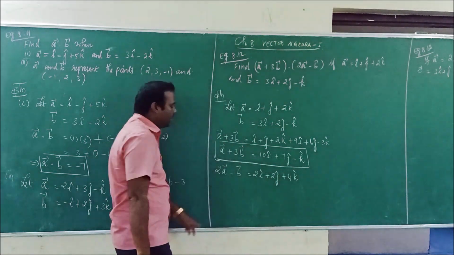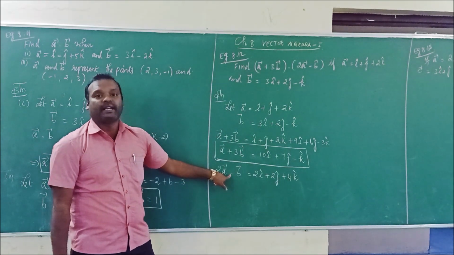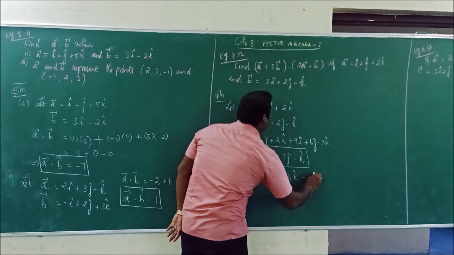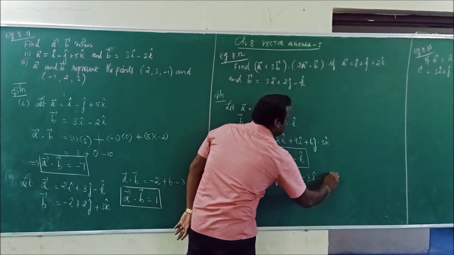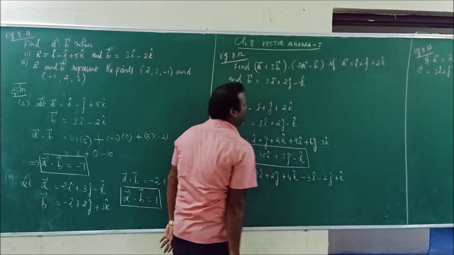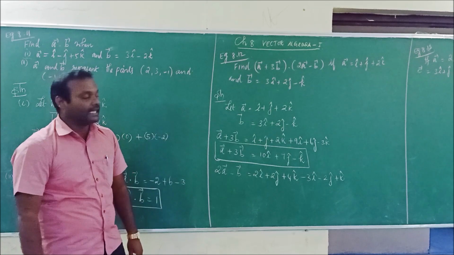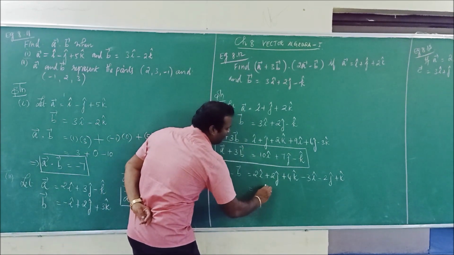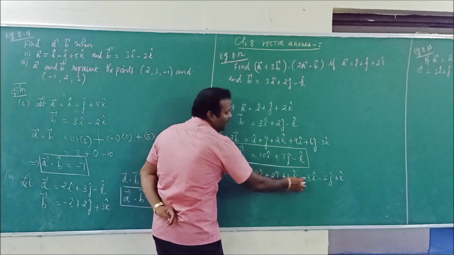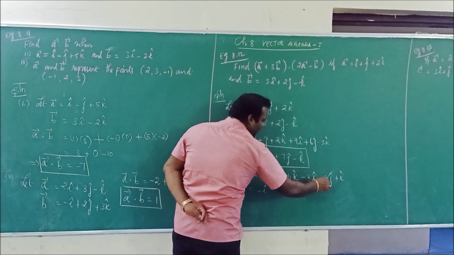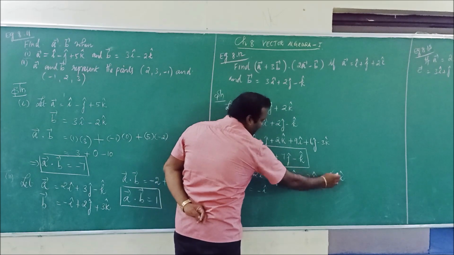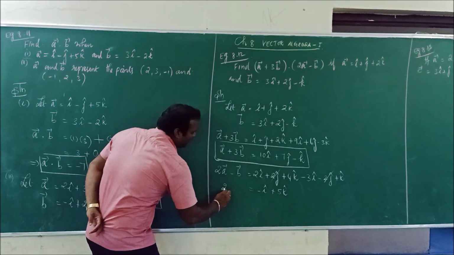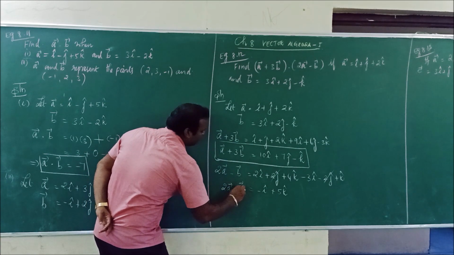And you have to multiply b vector by minus. When you are multiplying b vector by minus, you will get minus 3i cap minus 2j cap. So minus of k cap is nothing but plus k cap. Now you just add these things. 2i cap minus 3i cap is nothing but minus i cap. 2j minus 2j, these two things will get canceled. 4k cap plus k cap is nothing but 5k cap. So this is nothing but 2a vector minus b vector.